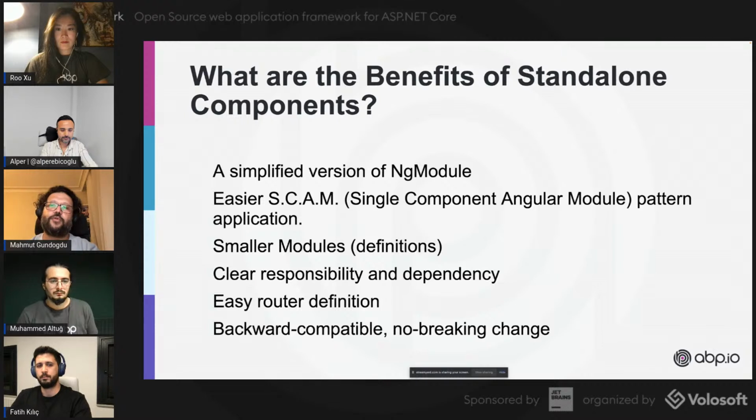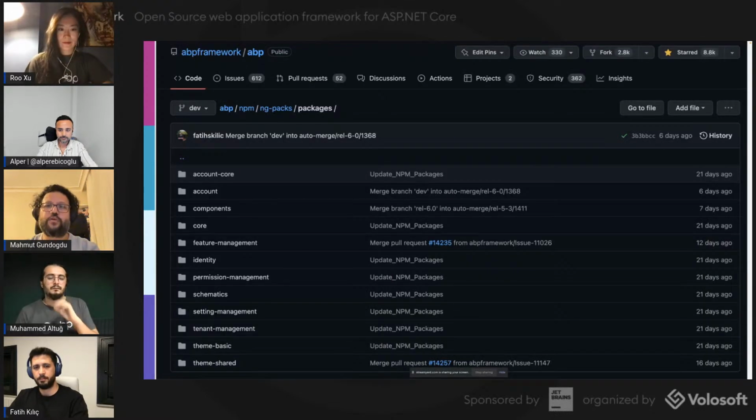Benefits of standalone components are similar to SCAM. Smaller module definition, every element stores only its own definition, clear responsibility, and dependency. These bring us much more ease in understanding the code and refactoring. In the ABP code base, we are not using SCAM, or a little chunk like the Angular Material library. We have a giant module in ABP and ABP Commercial. It has quite complicated dependencies and configurations.